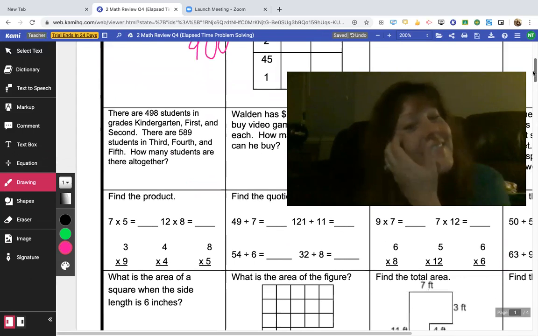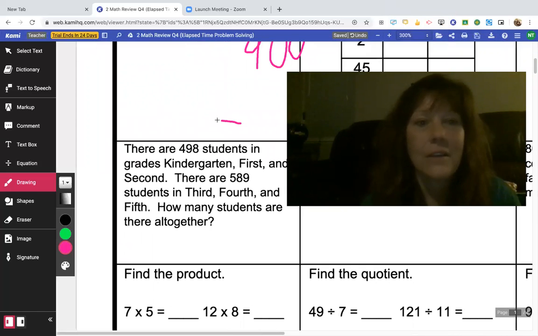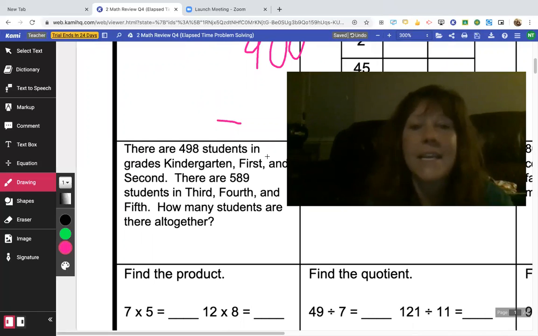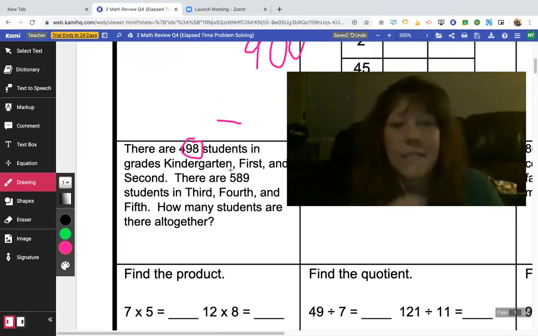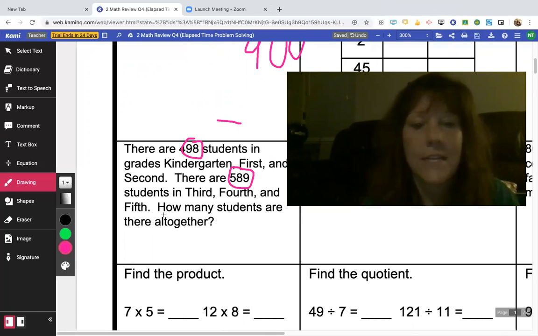So let's look at number 2. I wonder if we can make it even bigger. There we go. Okay, it says there are 498 students in kindergarten, first, and second. I'm going to use my cubes, circle the numbers, 498. And then there are 589 students in third, fourth, and fifth. So that's another number I'll circle. Underlining the question, how many students are there all together?